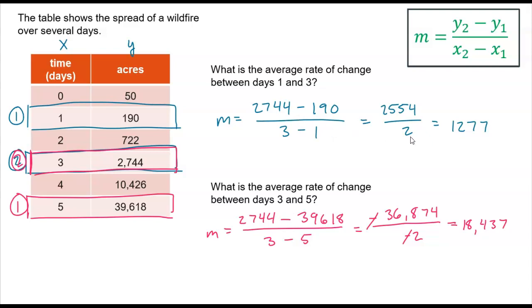And let's think about what these terms actually mean. Acres per day. This is 1,277 acres burned in this fire per day between days 1 and 3. But by the time we get to days 3 and 5, it's already up to 18,500 acres per day. We've gone from like 1,000 acres per day to 18,500 acres per day. So this fire is growing at an incredible rate, huge rate. And we can figure that out with the average rate of change between the 2 points.